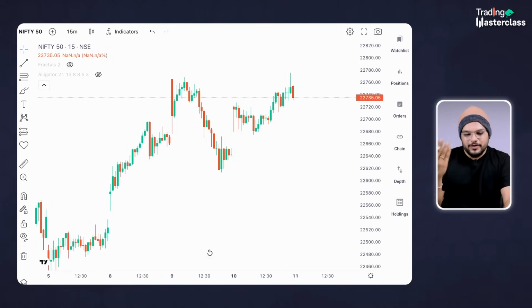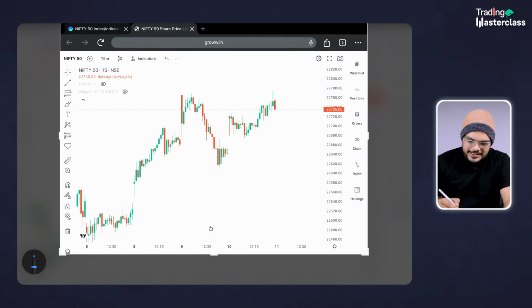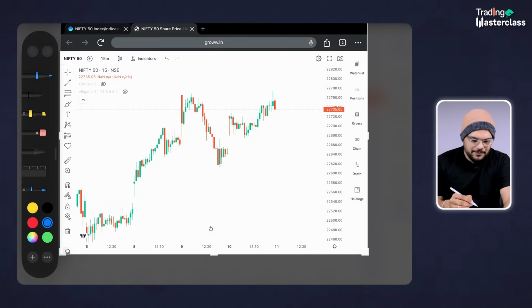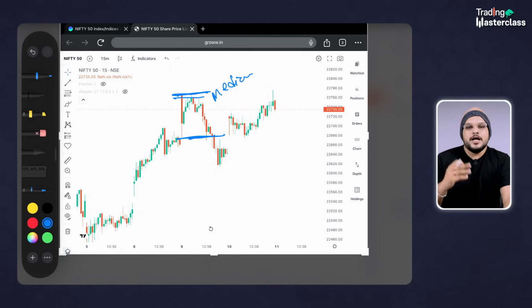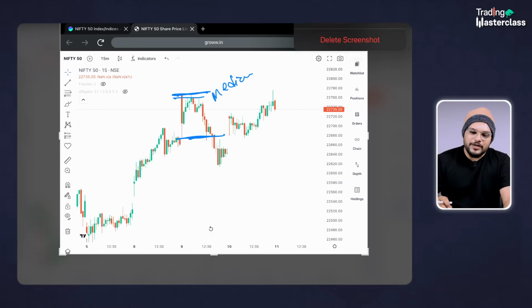Once we know that, for example, let's say this particular range, a very recent range on 9th April. Assume you identified this as a medium IB range. This is a 15-minute candle. This is where we have the IB high, and this is where we have the IB low. In this particular case, the first thing is to define the direction. How can we do that?